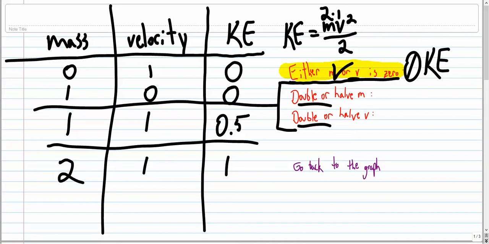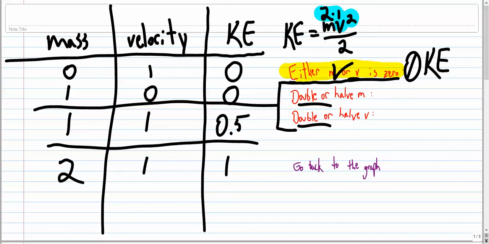Just as a side note here, hopefully not distracting you too much, I do see some kids multiply first and then square it. They're not following PEMDAS. Remember, PEMDAS says that you've got to do your exponents first, so you've got to square this v before you multiply it by your mass.